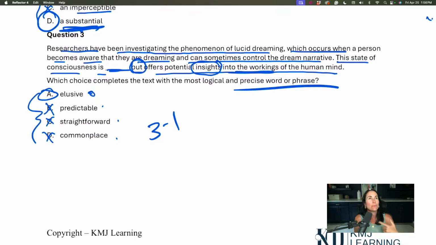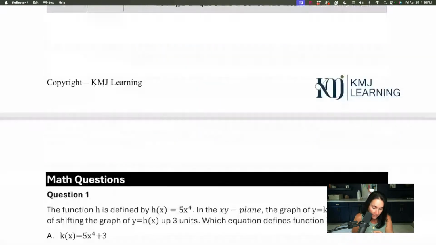Elusive means like you can't really see it or touch it. Dreams are sort of elusive, right? Because we dream them and then we sort of forget them, right? And they're hard to study. So they're hard to kind of put your finger on. That's elusive, but this study offers potential insights. Insights is the opposite of elusive. That's why it's the best one here. All right. Again, thinking like a test maker, not a test taker.